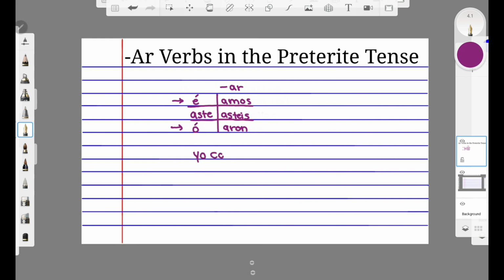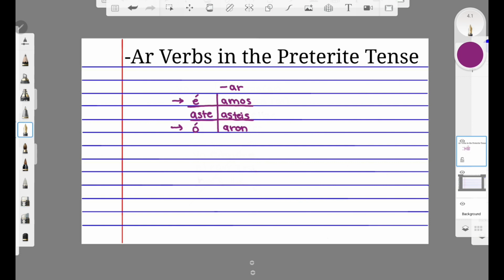And it would be considered wrong if we said, yo compré, or él compró, and we didn't have the accent on the O. This would mean I buy, or he buys, because that would be still in the present tense. And this is not okay. So that's very important that we make sure to keep our accents.